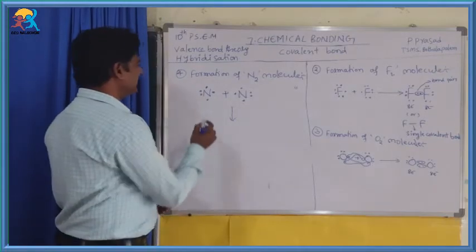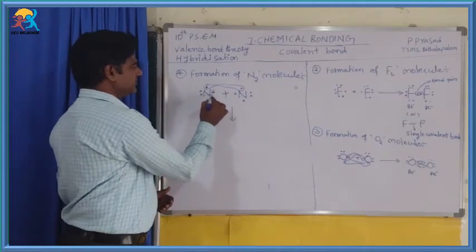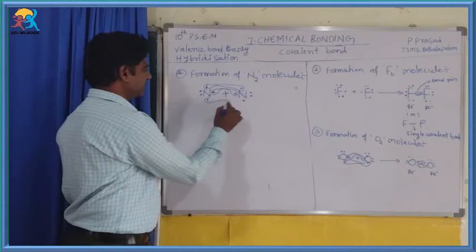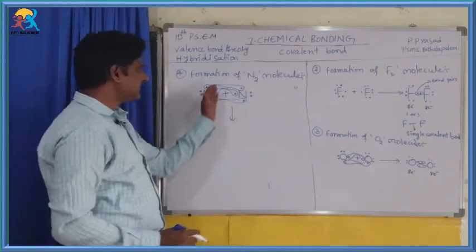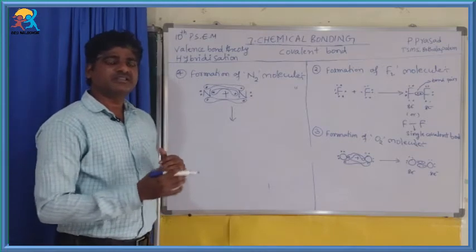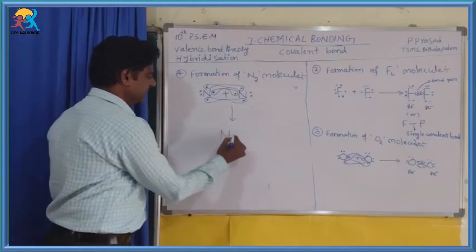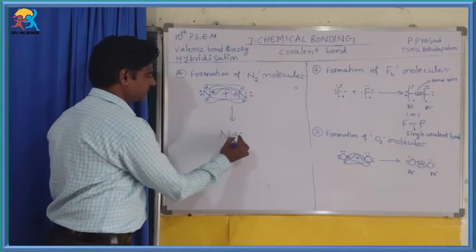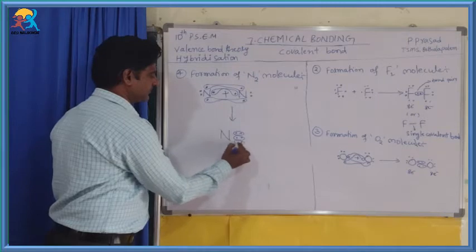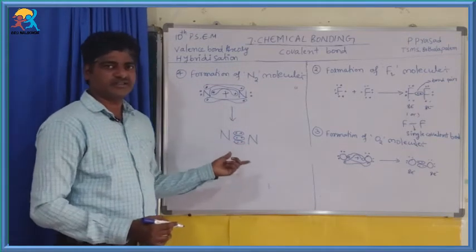So here each nitrogen atom requires 8 electrons in the outermost shell. For that, sharing of electrons happens: these 2 electrons go to sharing, these 2 electrons also go to sharing, these 2 electrons also go to sharing. So how many shared pairs will be formed between 2 nitrogen atoms? 3 shared pairs will be formed. 3 shared pairs: 1, 2, 3.